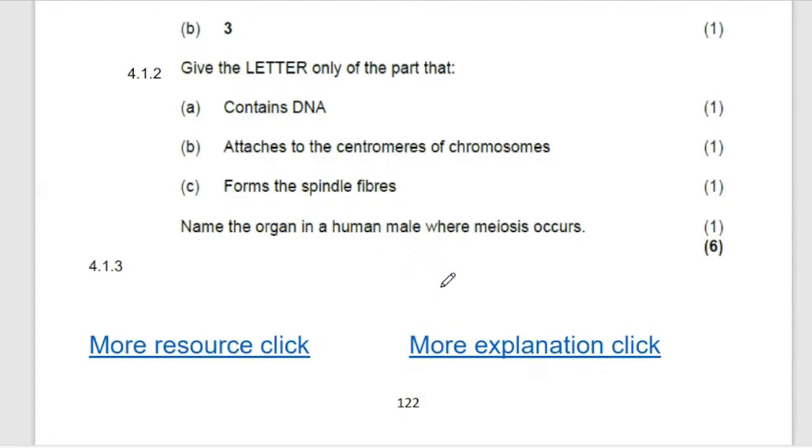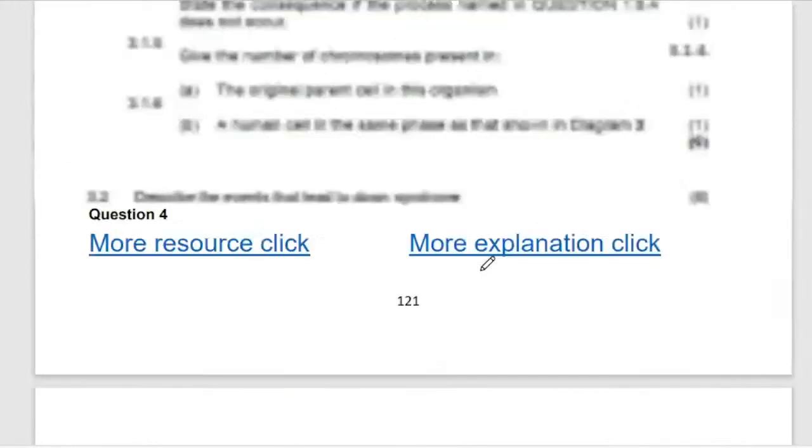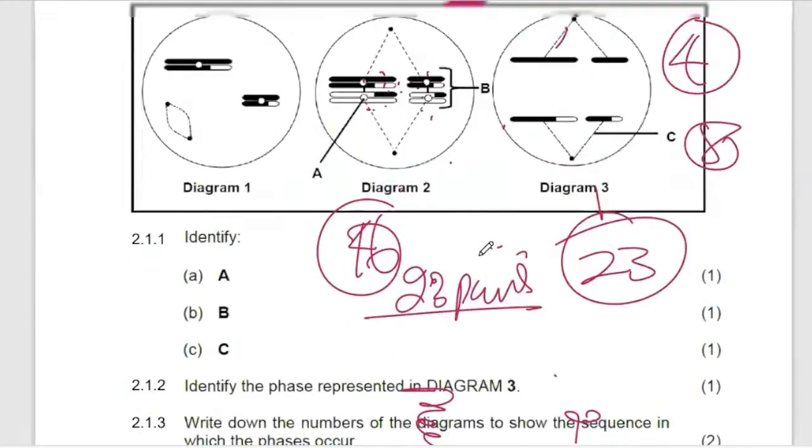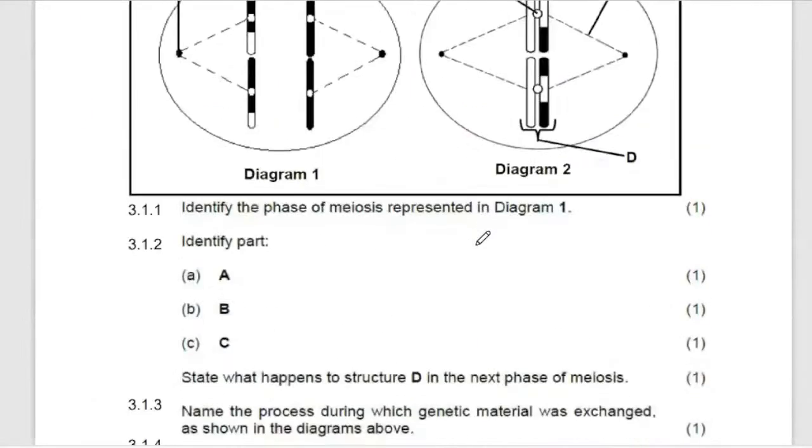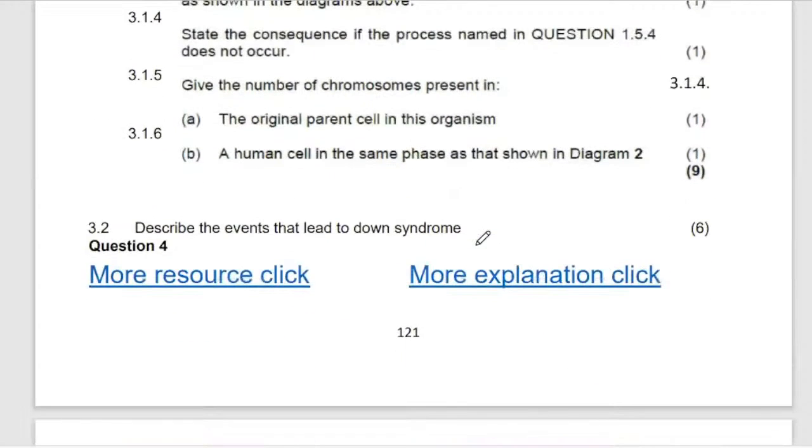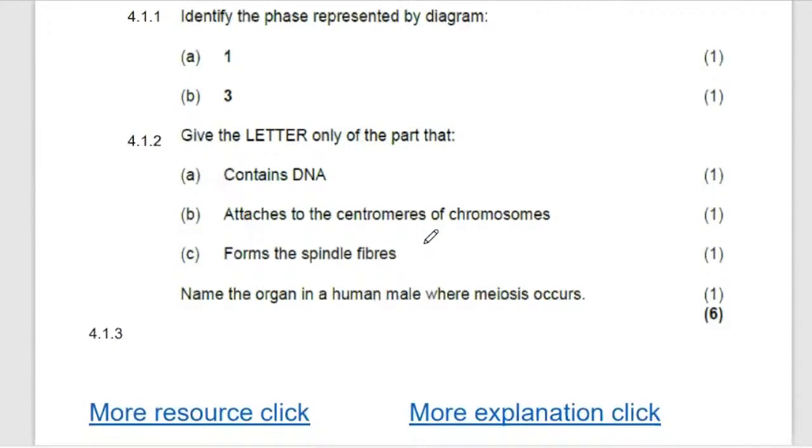Number 3, give 2. Let me check here. Metaphase 1 and anaphase 1, those ones you can do. Describe 2 ways in which this is Down syndrome. So we have answered that one. Name the organ in male where meiosis occurs. Meiosis occurs in the testes in the case of male, and in the ovary in female to produce ovum. But there is something where students fail.